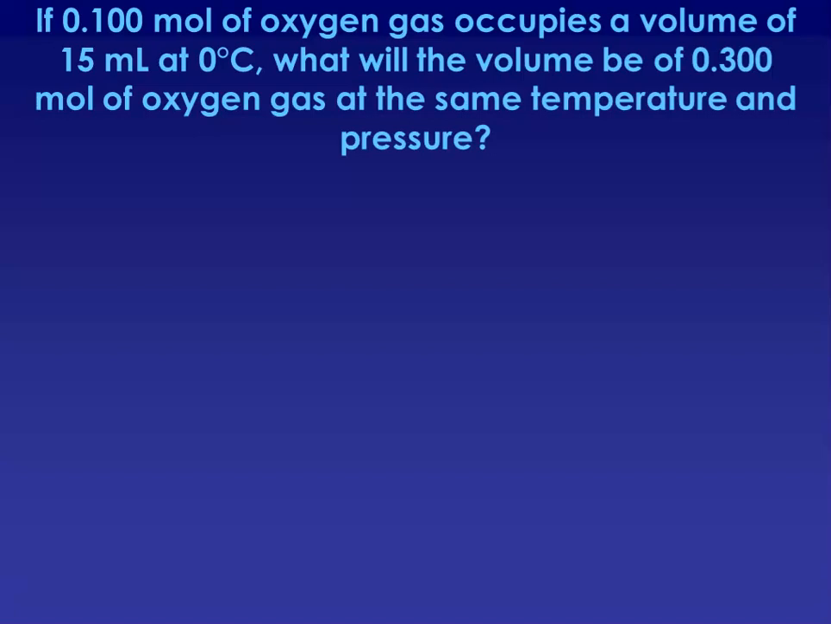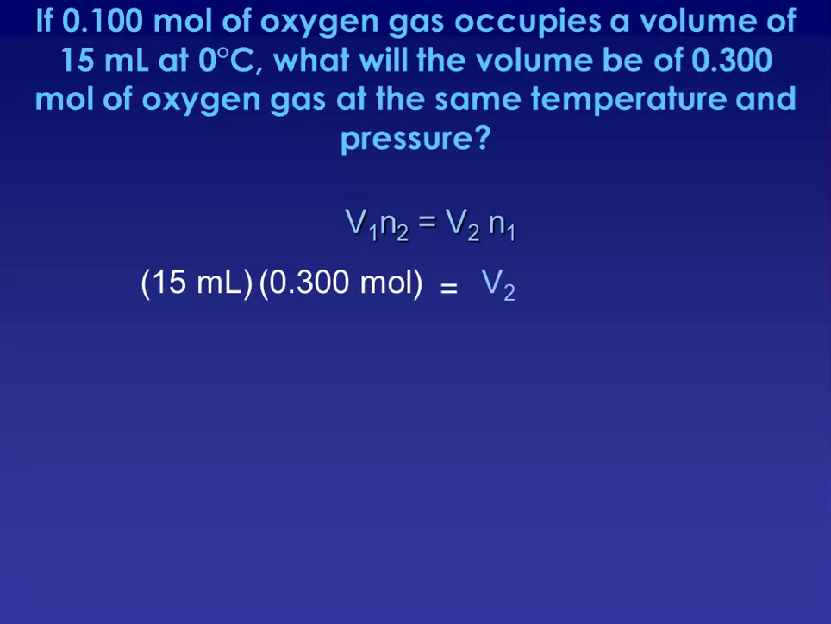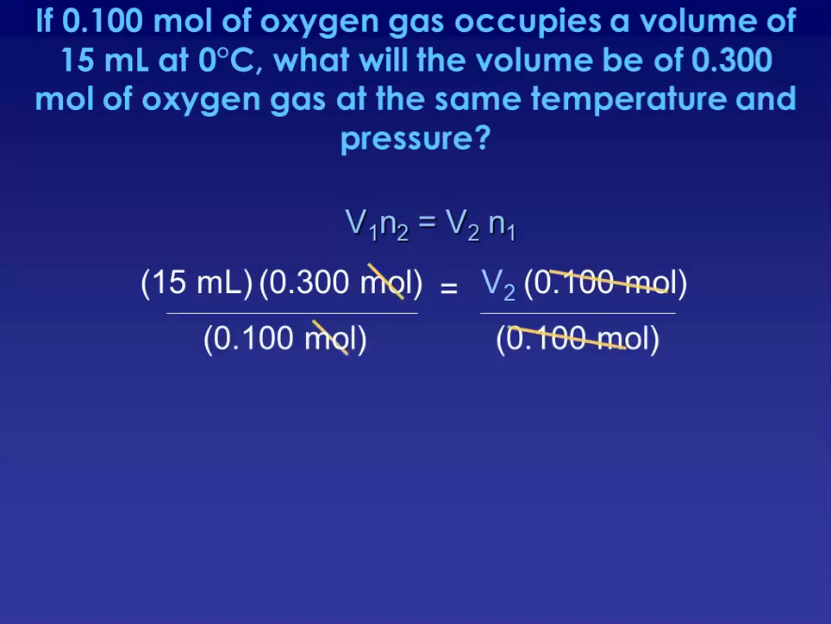So the temperature and pressure aren't changing. We only are exploring the relationship between volume and moles. V1N2 equals V2N1. Our moles tripled, so we would expect our volume to triple. We know what our initial volume was, we know it was initially 15 milliliters, and we know what the amount was at the second point in time, 0.3 moles. We want to find what the new volume would be, and we have our initial amount, 0.1 moles. So if we go through and do our math, and we account for sig figs, we get that the volume did indeed triple to 45 milliliters.